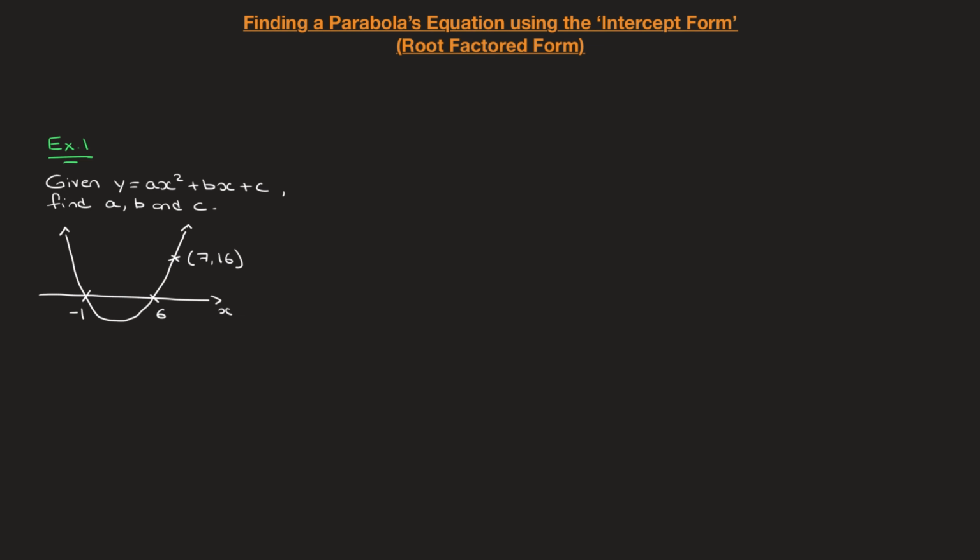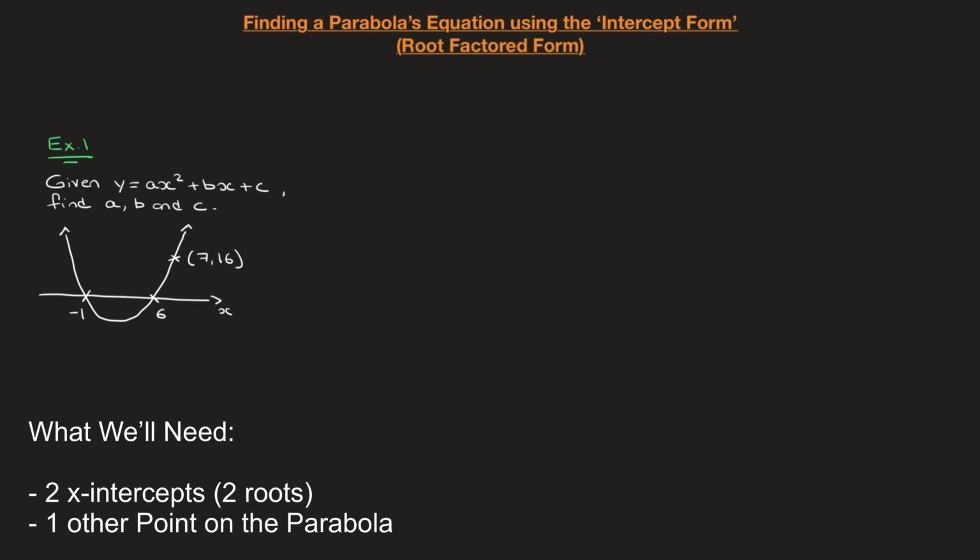An important thing to notice when looking at the parabola that's given to us is that we are told the values of x at which this parabola cuts the x-axis. Those are known as the x-intercepts, or also known as the roots. And we're also given the coordinates of another point through which the parabola passes. When we're given this type of information, we can make use of the intercept form to find the parabola's equation, which looks like this.